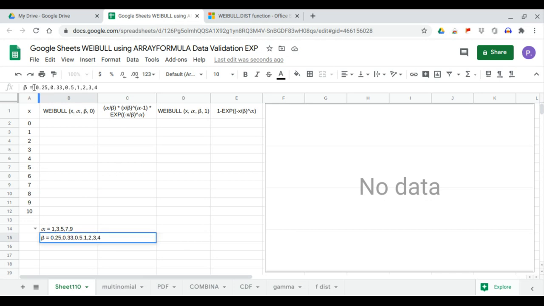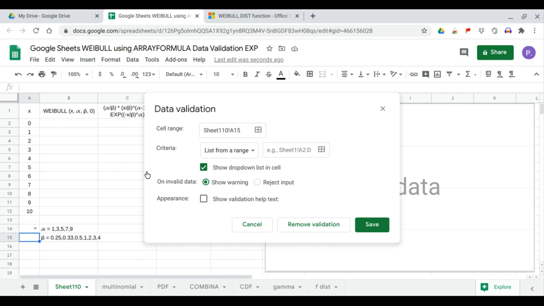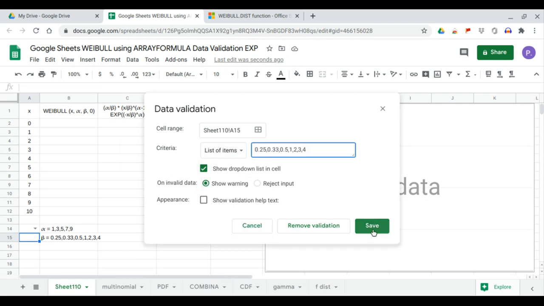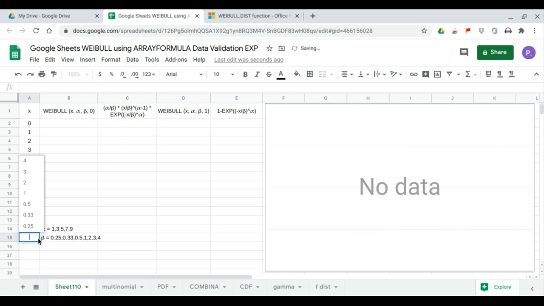Likewise, for beta we also use data validation. We copy this and assign it to the cell, data validation, list of items, paste, and you have these values of beta: 0.25, 0.33, 0.51, 2, 3, and 4.